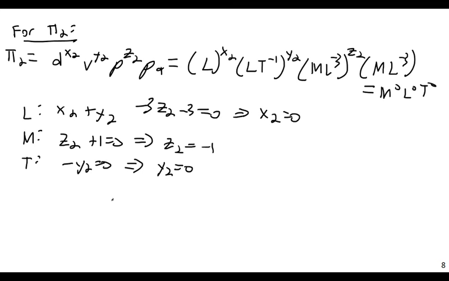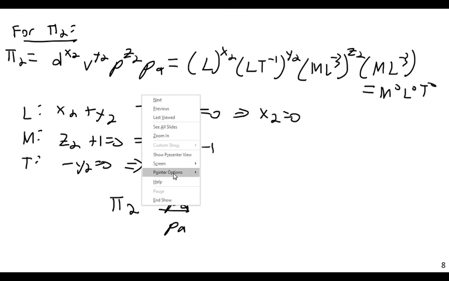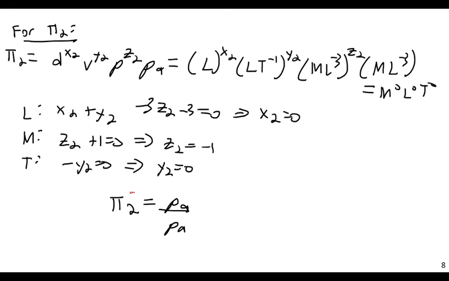So from this, if I put all this together, I get that the second pi term is simply rho A over rho. So again, a fairly simple pi term. Pi 2 is equal to rho A over rho. Sorry, not rho A over rho A. That would be a violation of pi terms. That would not be appropriate. All right, questions so far?